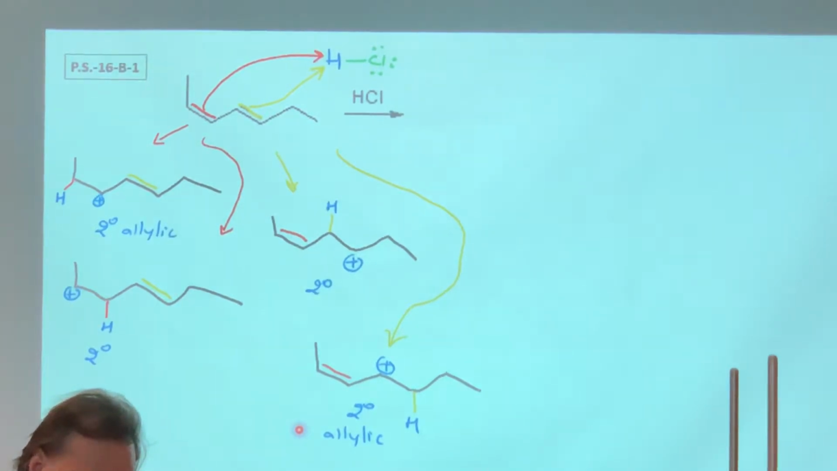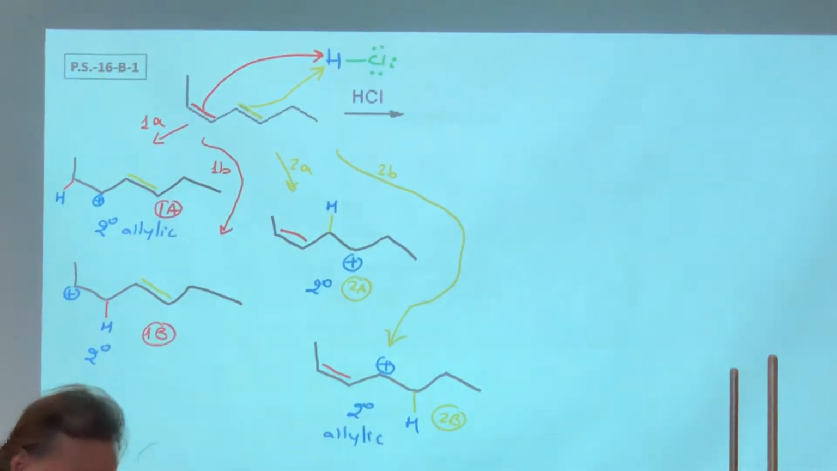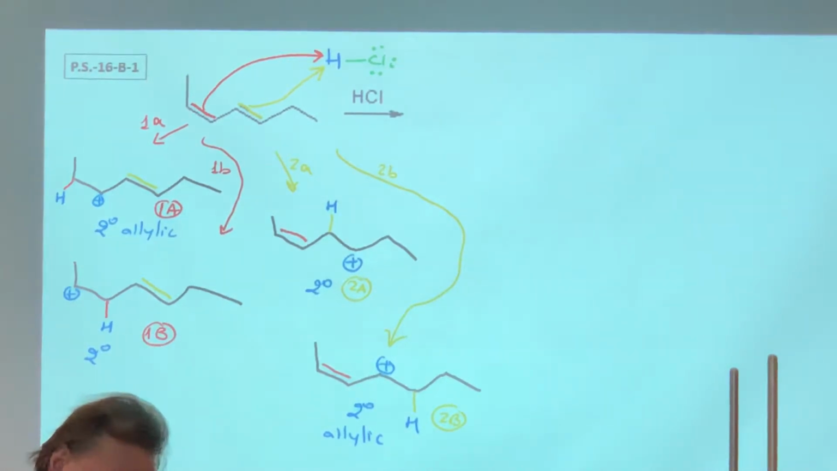So let's give it some numbers here. This is 1A, 1B. I call this 2A and 2B. And the products of this, this is the 1A, and that was the 1B. And I'm going to call this 2A, and I'm going to call this 2B. Okay? So that way it'll be easier to refer to them. Alright, so now if we do the 1A, I'm going to copy nicely. So the 1A is over here.